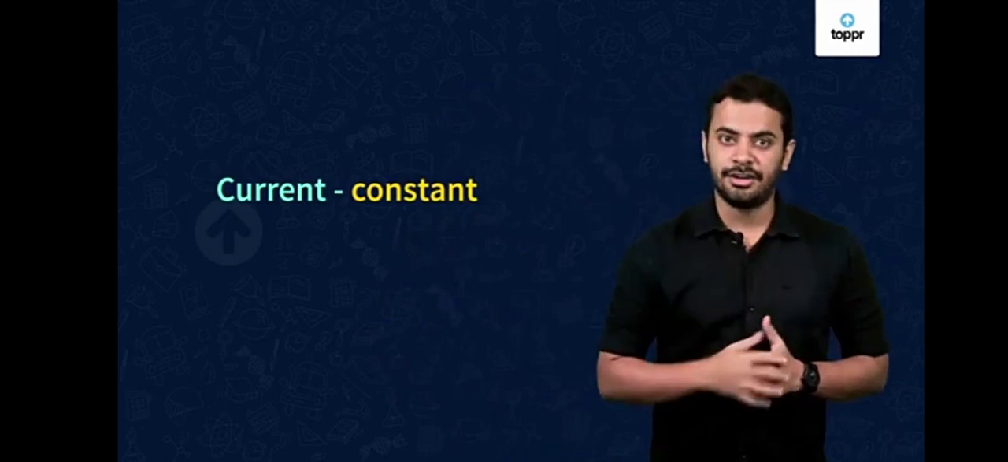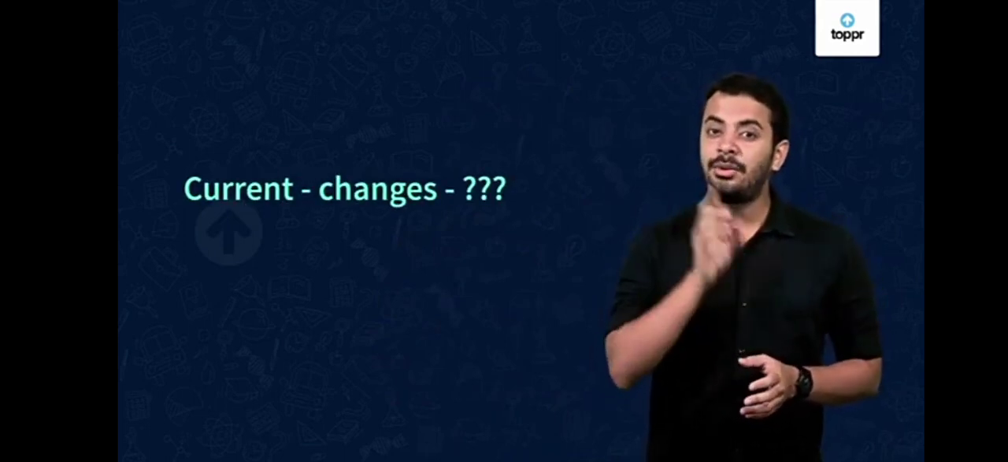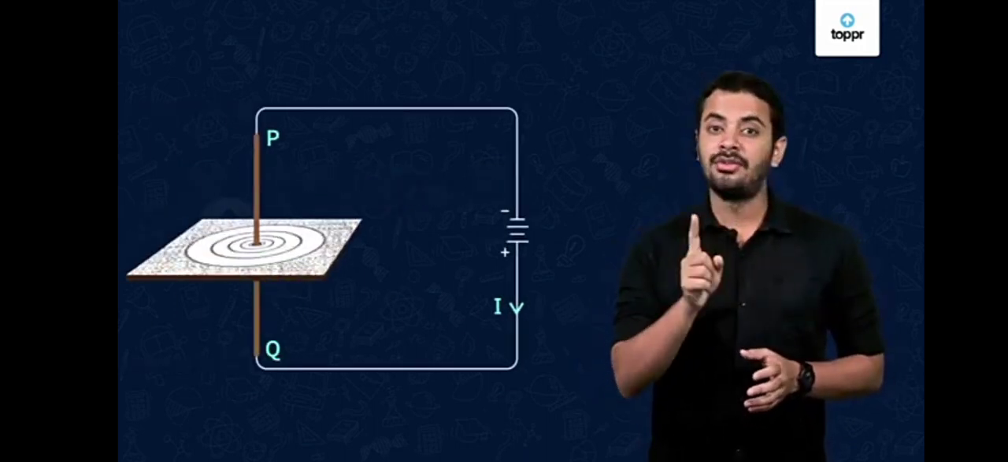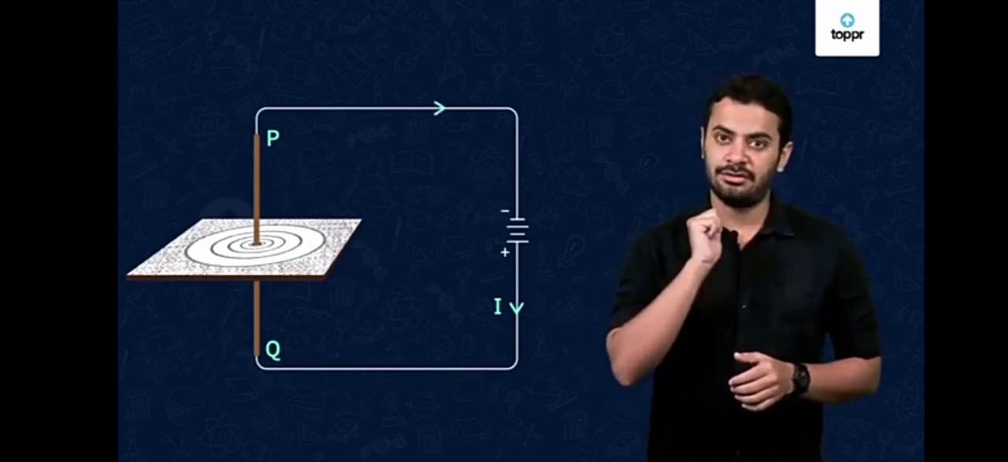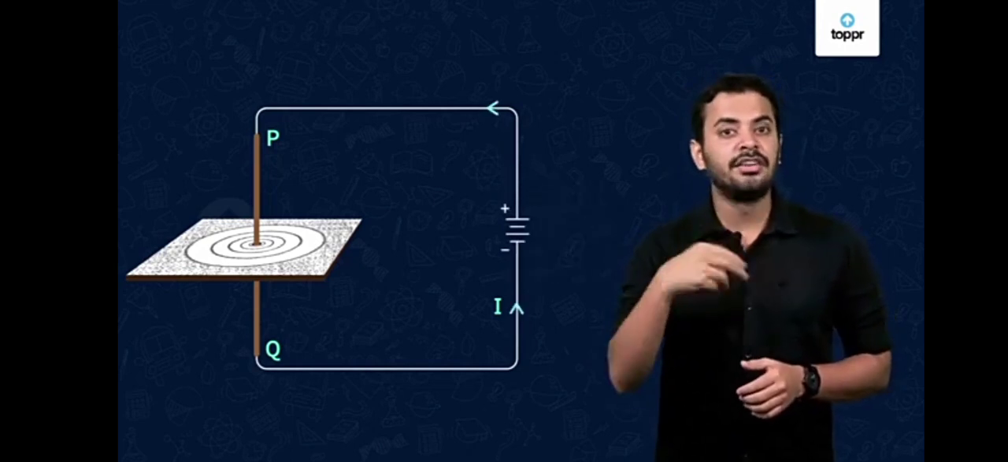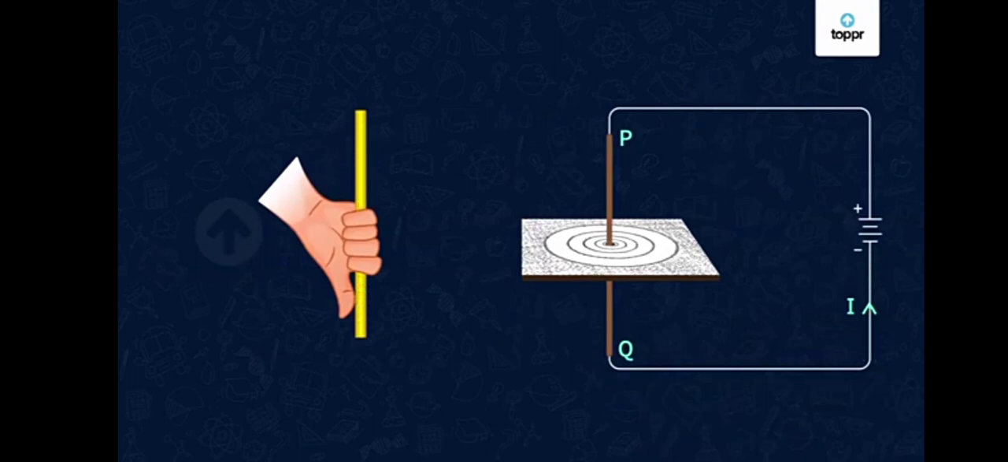All of this was about the magnetic field when the current in the conductor is constant. What happens when the current changes in magnitude and direction? First, let's look at what happens when the direction is changed. So far, the direction of current was in this direction. Now, let us reverse it. Quickly use the right-hand rule and find the direction of the field. Yes, this will be the direction of the field.